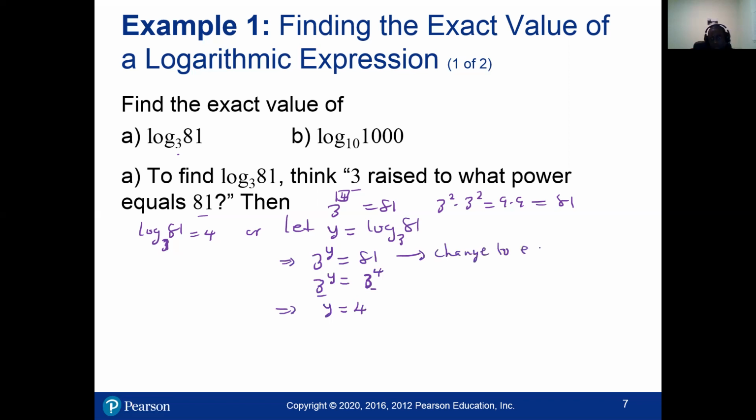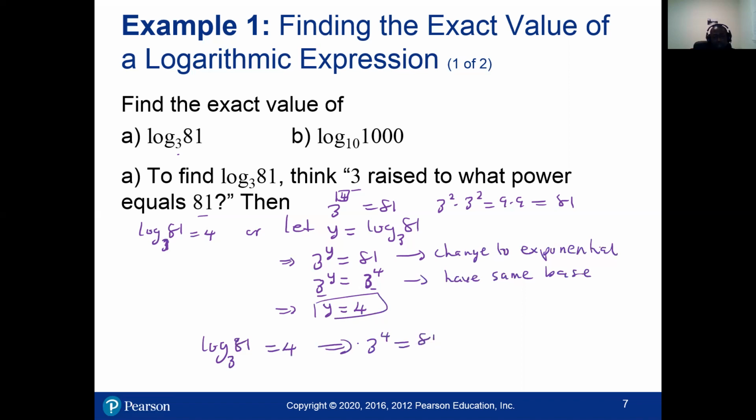So here, we change to exponential, and write both sides with the same base, and then of course you have y equal to that. Therefore, again, the log of 81 base 3 is equal to 4, because 3 raised to the 4 is equal to 81. So that's the answer.